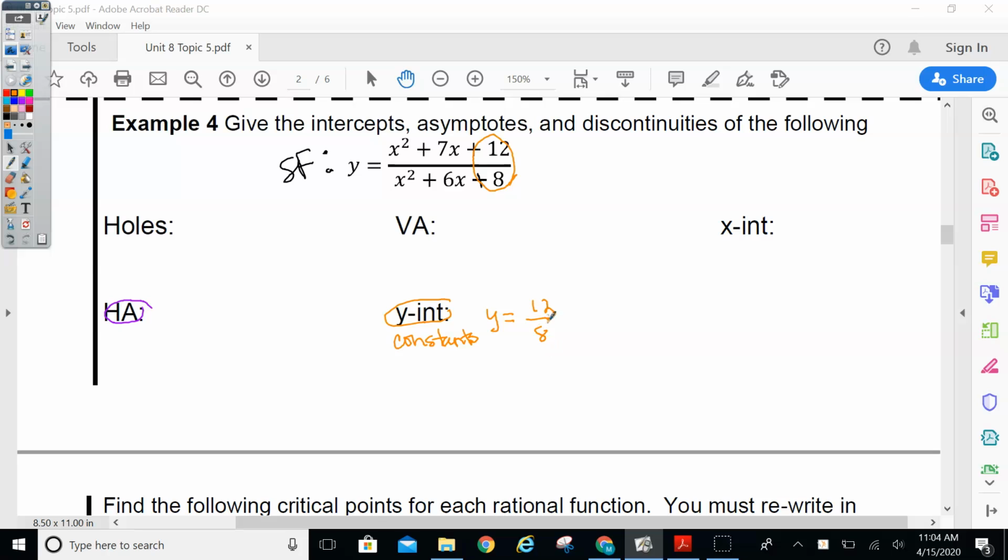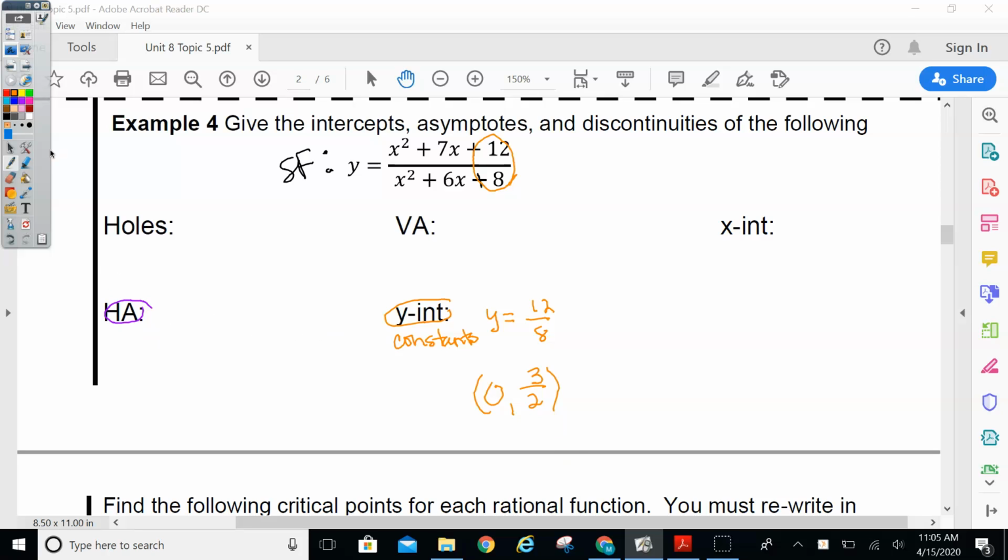But we do reduce that. They can both be reduced by 4. So here we're going to get 3 over 2. But you always write this one as a coordinate. So 0, 3 over 2.